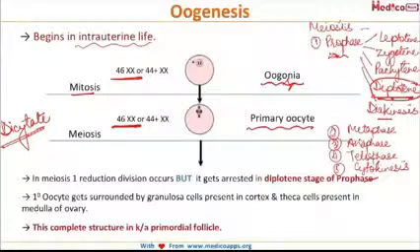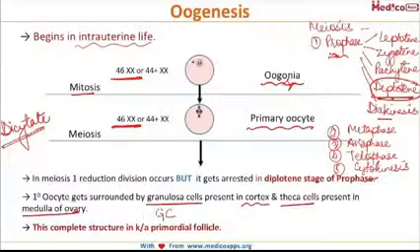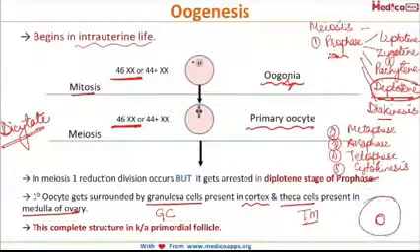Now this primary oocyte gets surrounded by granulosa cells present in the cortex and theca cells present in the medulla of the ovary. Granulosa cells in the cortex and theca cells in the medulla of the ovary. And this entire structure is called primordial follicle. So if this is a primary oocyte, it gets surrounded by the follicular cells, that is the granulosa cells and the theca cells, and this entire structure is called a primordial follicle. Now this primary oocyte, as we said, till puberty remains arrested in the diplotene stage of prophase.